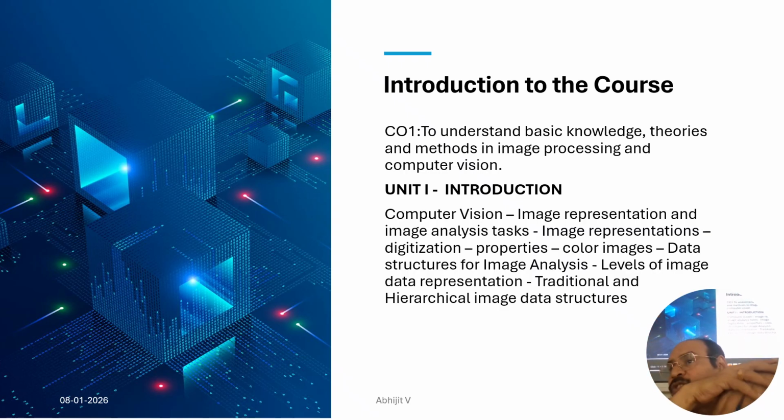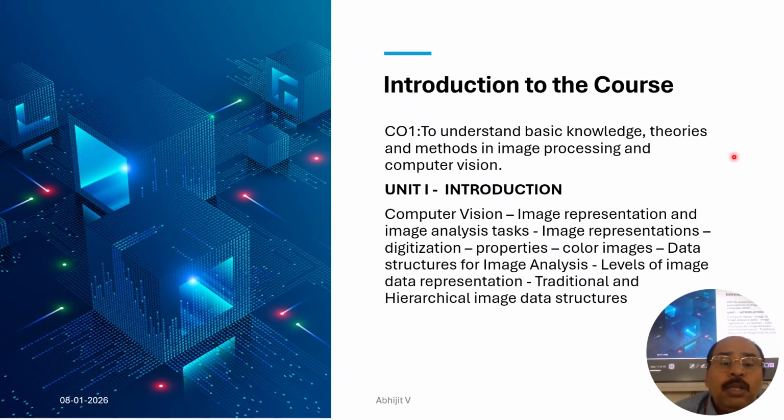So far we have studied so many courses. Now here I'll be giving you the course with the course objective. What is the objective of the course? That means what are the things that you can do after you have completed this particular unit or course outcome. Okay. So the first one is that you have to understand the basic knowledge, theories and methods in image processing and computer vision.